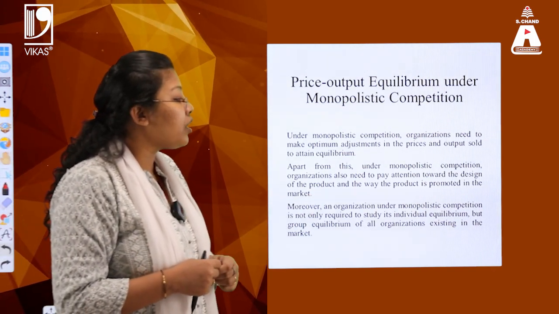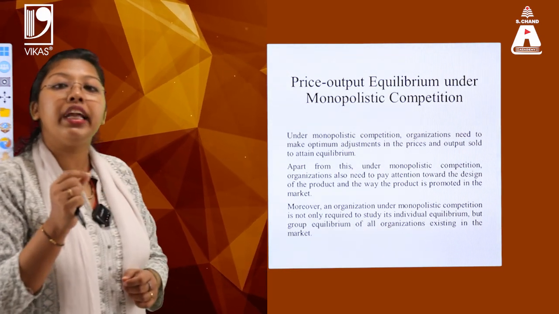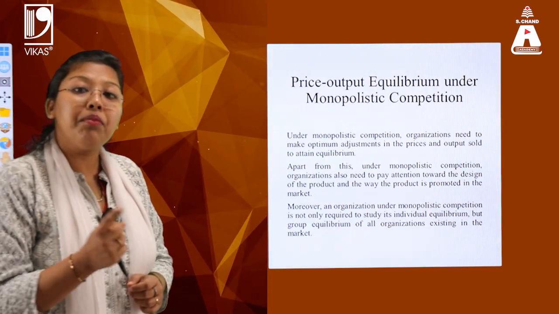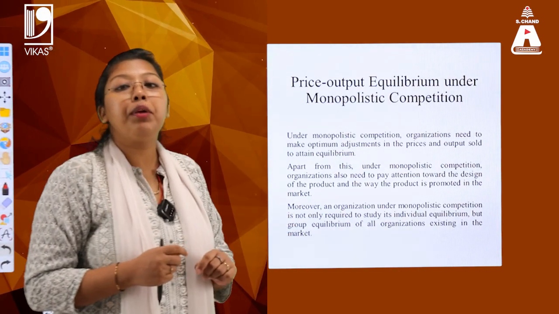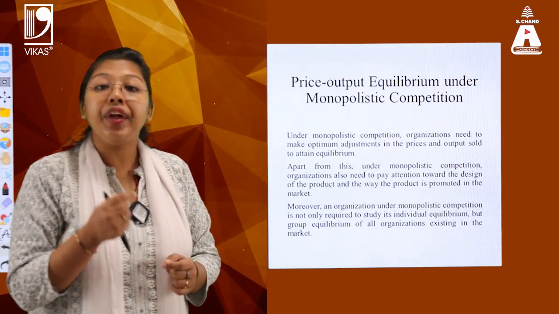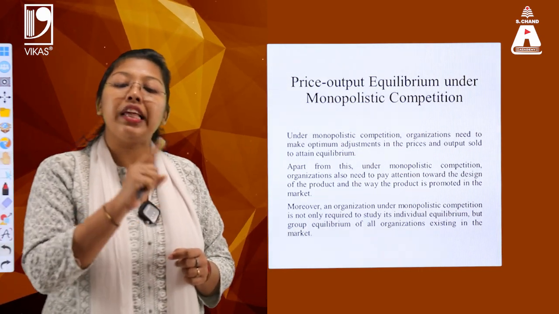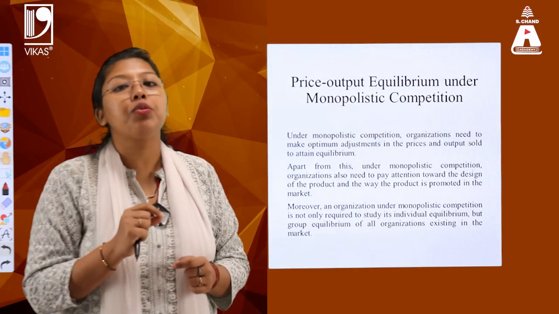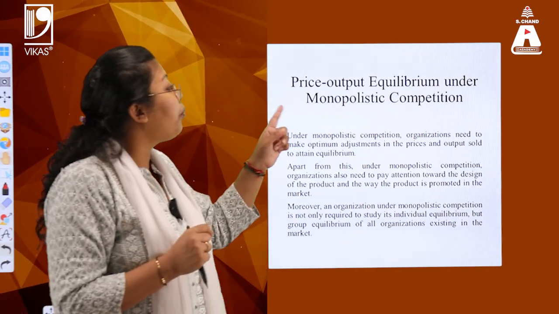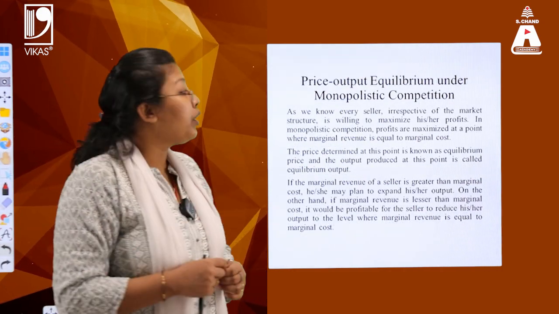Moreover, an organization under monopolistic competition is not only required to study individual behaviors but the market behaviors at the same time. So, what is group equilibrium? How exactly is the equilibrium established where both the sellers and the consumers are satisfied? We need to figure that out while determining the price output equilibrium. What happens in this particular structure?